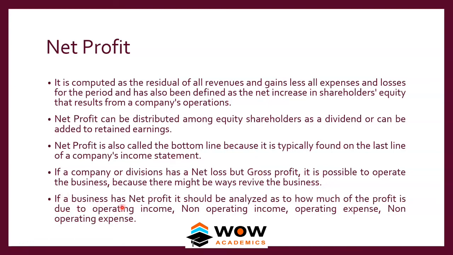If a business has net profit, it should be analyzed as to how much of the profit is due to the operating income and non-operating income. Just because there is net profit, we should not be happy. We should find out whether it's coming from operating income or non-operating income. We should also see whether the expenses are operating expense and non-operating expense. Just because there is profit, we should not be happy. We have to find out why it has occurred or where it has occurred.